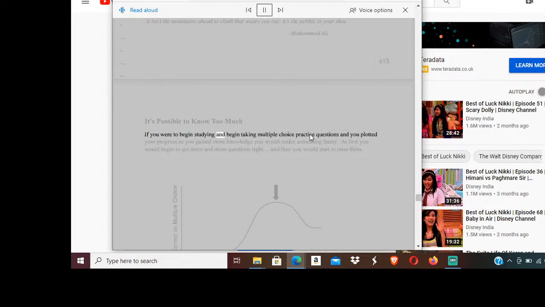It's possible to know too much. If you were to begin studying and begin taking multiple choice practice questions, and you plotted your progress as you gained more knowledge, you would notice something funny. At first you would begin to get more and more questions right. And then you would start to miss them.